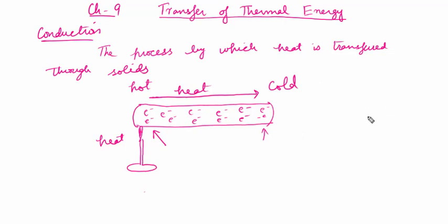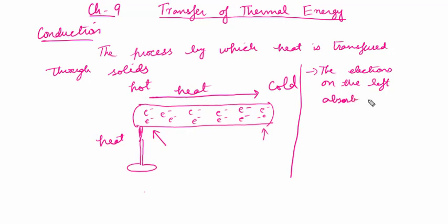Okay, so I'll just write in short over here. The electrons on the left absorb the heat, their kinetic energy increases, and they move with higher speed.